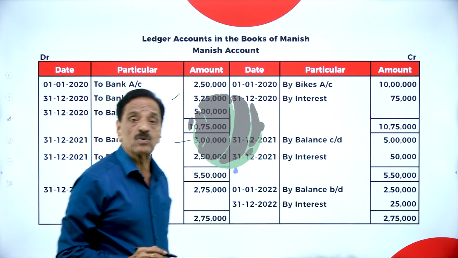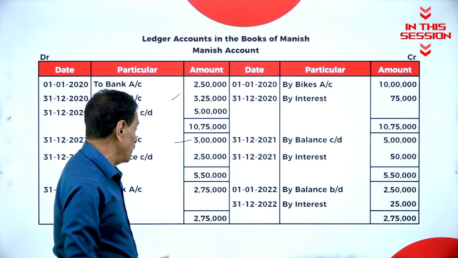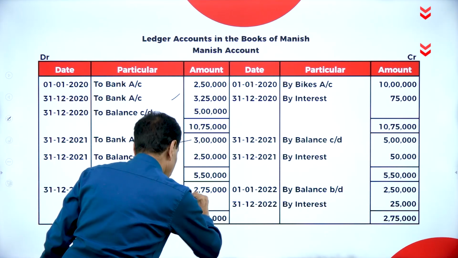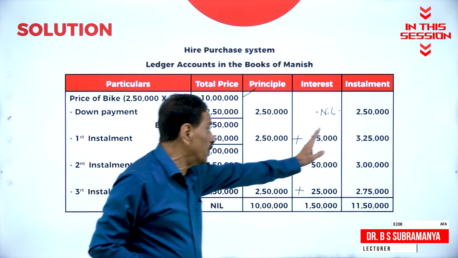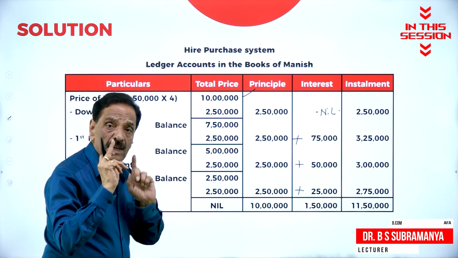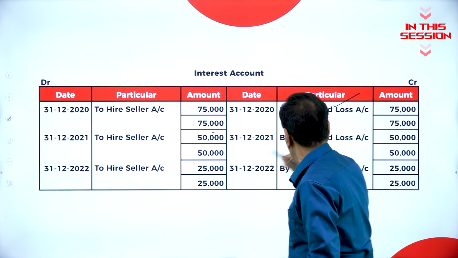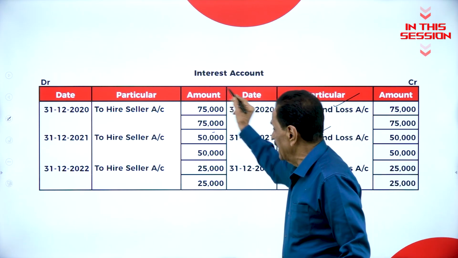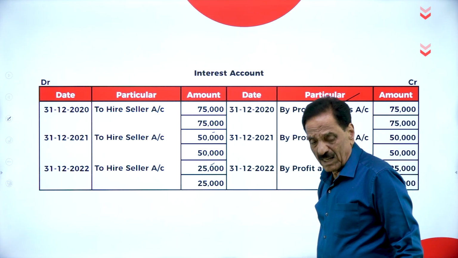By balance brought down 2,50,000, by interest 25,000, 10% of how much he pays? 2,75,000 clear off. They paid how much? 2,50,000, no interest is there, 2,50,000. At the end of the year, every year he has to pay how much? 2,50,000 plus interest on outstanding balance. Interest to hire seller account 50, by profit and loss account. Interest to hire seller 25,000, transfer entry by profit and loss account.